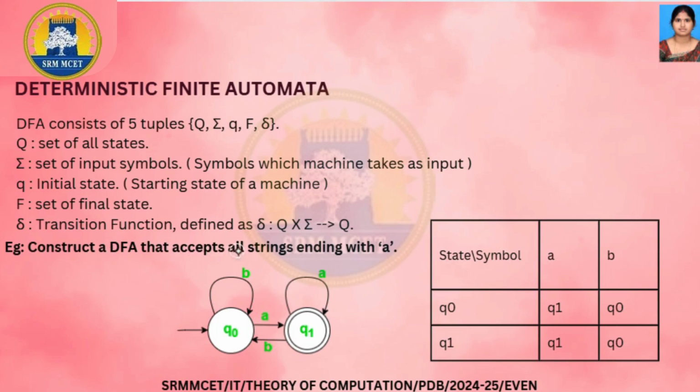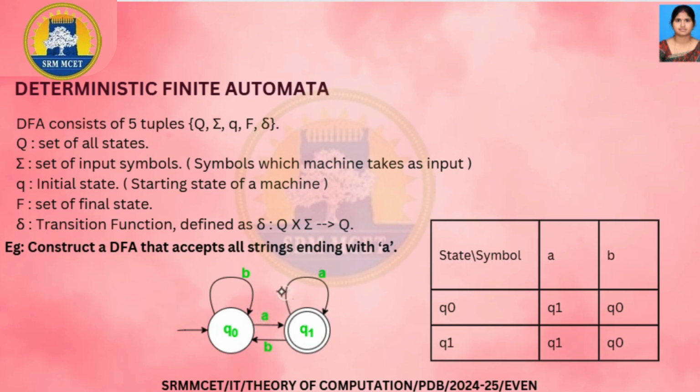Consider a DFA that accepts all the strings ending with A. Here we have to design a deterministic finite automaton which should end with A. So consider Q naught as the initial state and Q1 as the final state. While representing the initial state, we mark it with an arrow. Mind that the final state, which is accepting the input, should be entered with A.